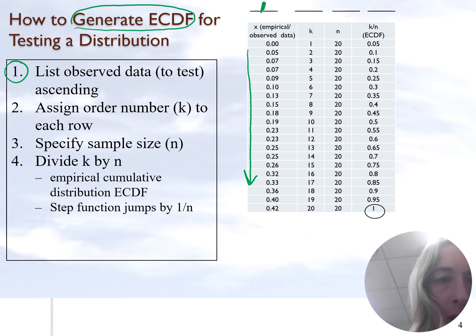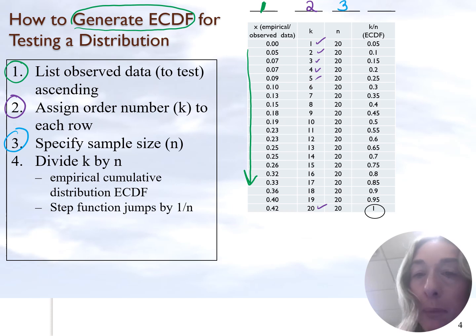Next, in column 2, we're going to assign an order number to each row. Very simple. There are actually 20 rows of data here, so each row gets an ascending order number, 1, 2, 3, 4, 5, all the way up to 20. Step 3, associated with column 3, is where we specify our sample size. There are 20 pieces of data, 20 rows, so the value 20 is listed in all rows in column 3.